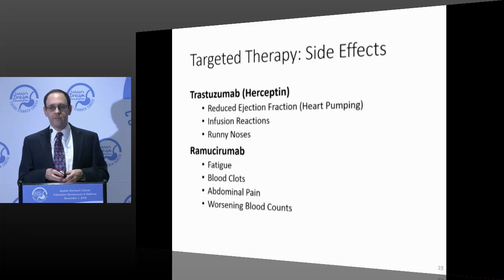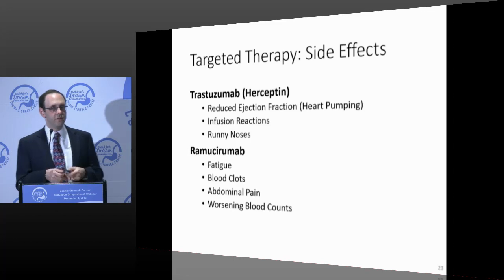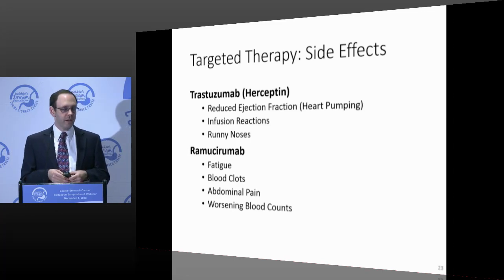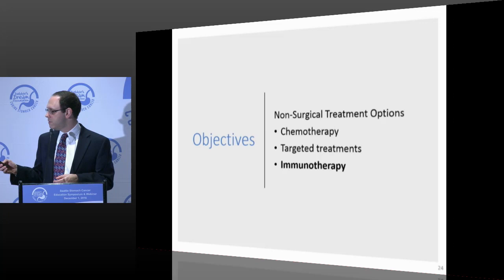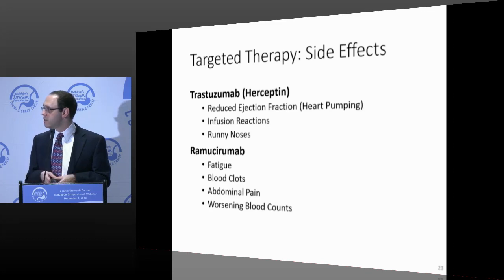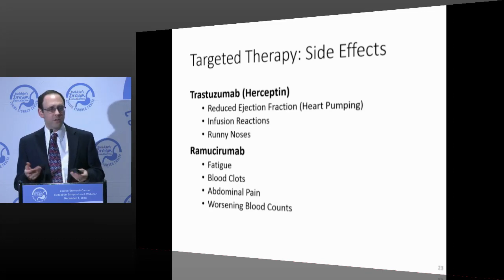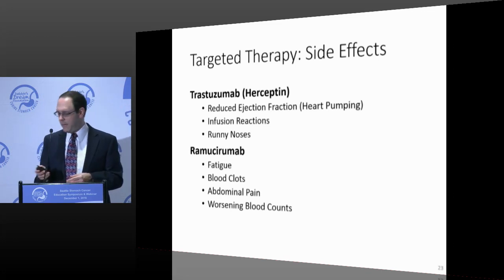Targeted therapy side effects are a little bit different. So Herceptin is known to affect the heart. So there's a little bit decrease in heart function, so that gets monitored. It's reversible if you stop the drug. You can also get infusion reactions. And then patients are commonly commenting on runny noses. Ramucirumab can increase your risk of blood clots. It can also worsen your blood counts, which makes it sound like standard chemotherapy, and sometimes can increase pain, oddly enough.